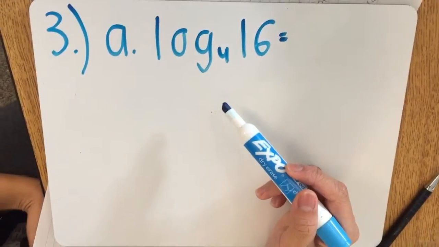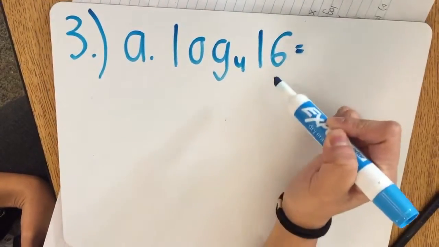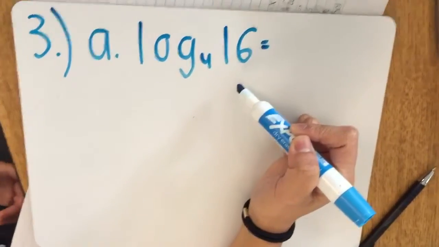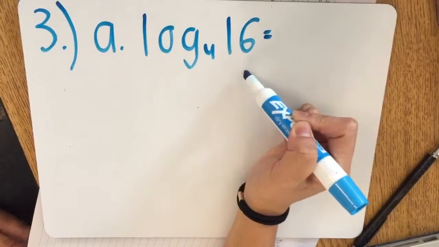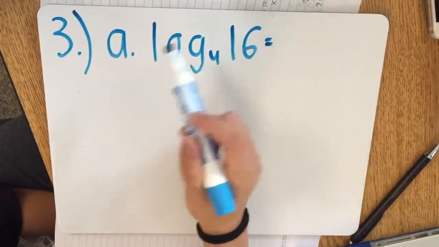Today we are going to be learning about basic logarithms. The way you read this problem is log base 4 of 16. To solve this problem, you can think to yourself, 4 raised to what power gives me 16? This is one way to do it. Usually the easiest way is to rewrite it into exponential form.